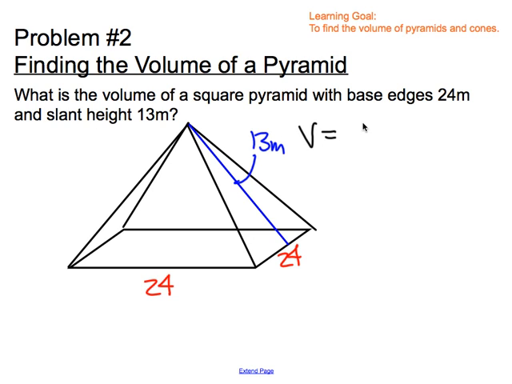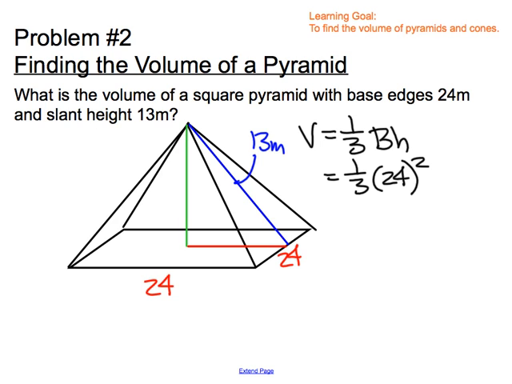So we know that the volume is 1/3 the area of the base times the height. In this case, again, we have a square pyramid, so the area of the base can be defined as 24 squared. The height of the pyramid here is still an issue. We actually need to calculate the height of the pyramid.